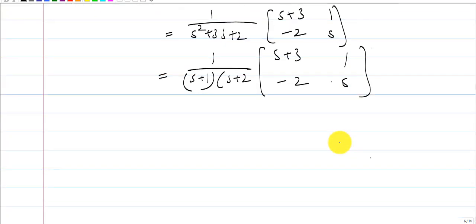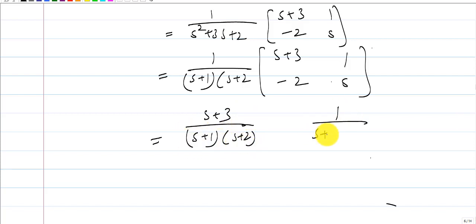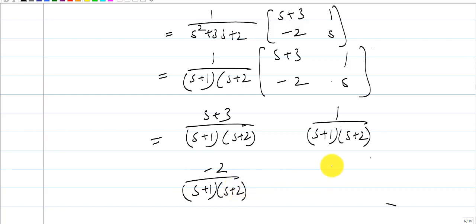So we will take it inside. So that will be s plus 3 over s plus 1 into s plus 2, 1 over s plus 1, s plus 2, minus 2 over s plus 1, s plus 2, and that will be simply s over s plus 1, s plus 2.